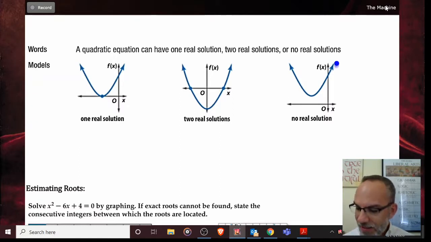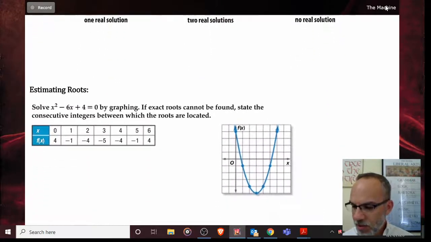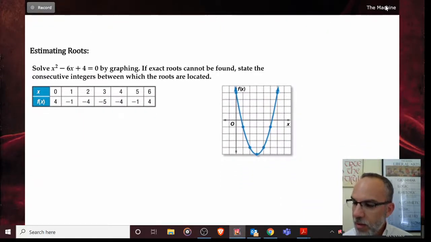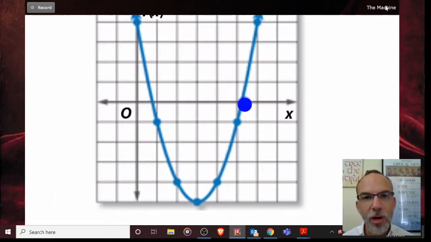Okay. Now, estimating roots. Sometimes they don't always occur right at integer values. So here's an example. Solve this one by graphing, and notice what it says here. If exact roots cannot be found, state the consecutive integers between which the roots are located. So if I just go to the graph, and here's the function, x squared minus 6x plus 4. If I graph that, here's what it looks like. I'm looking for the x value where the y is 0. That's here and here. But it doesn't cross right on grid lines. You're going to have to estimate.